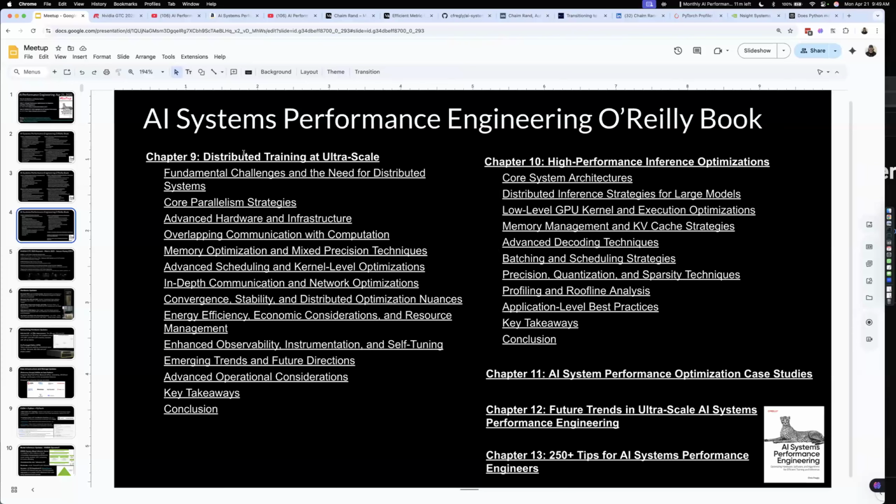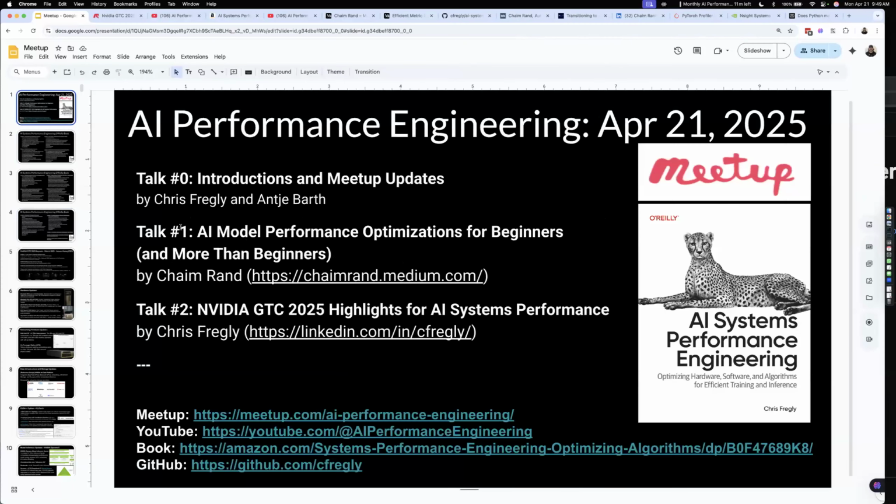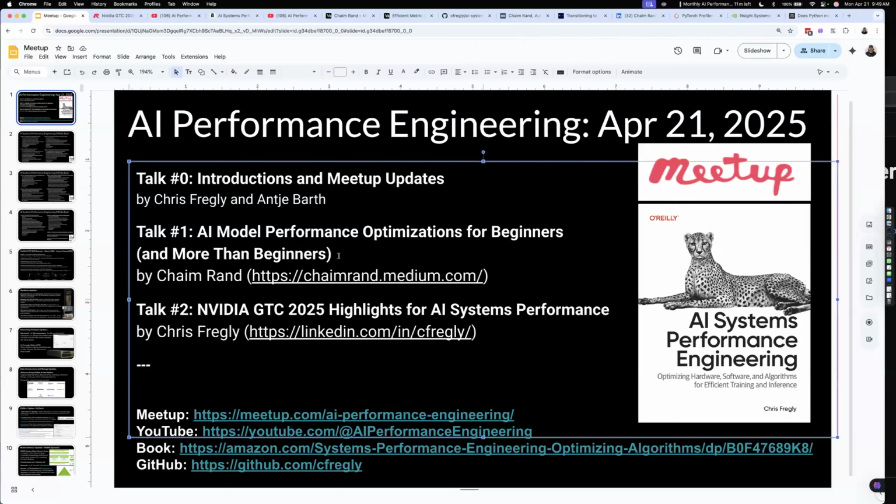I still have some slides here, so let me share my screen and we'll get this going. I have just a quick number of slides here, so it won't go over. Okay, just a quick recap. This was Chaim's talk, about model performance, really systems performance. I'm now going to talk about some really interesting Nvidia GTC.